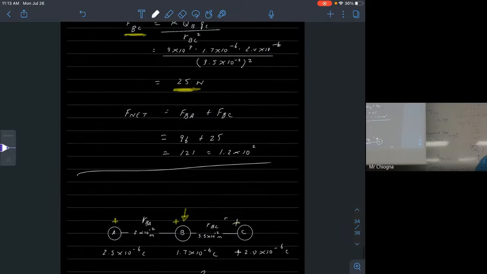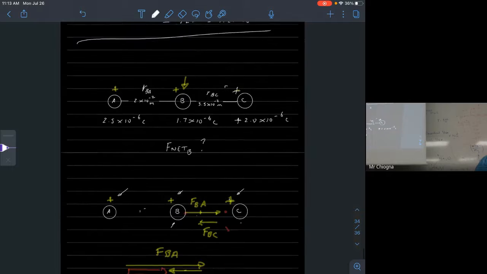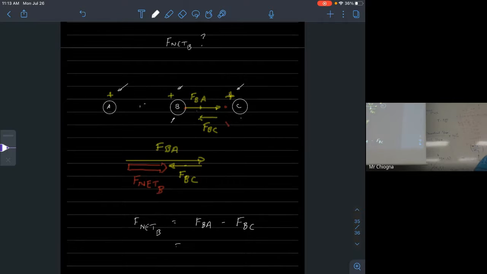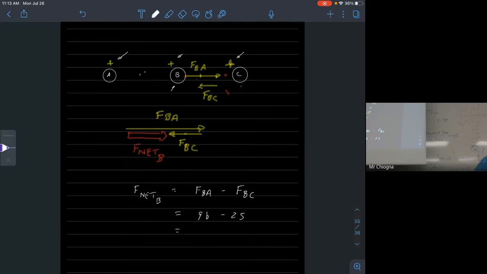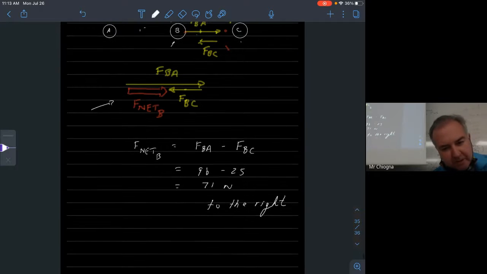So it's 96 minus 25. As long as you show me the direction in the diagram, that's good enough. You can add this if you want. To the right.